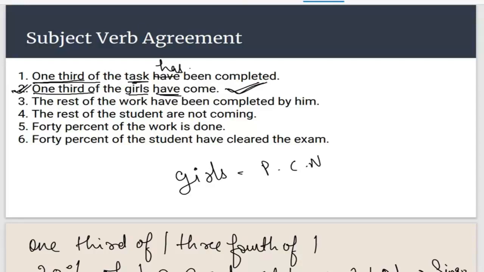Now let's talk about sentence number 3. The rest of the work have been completed by him. Very good sharing. It has been completed, because work is an uncountable noun, and with an uncountable noun we use the singular verb, so have will be replaced with has. Very good. Now let's talk about sentence number 4. The rest of the students are not coming.